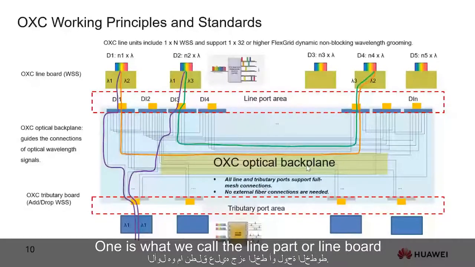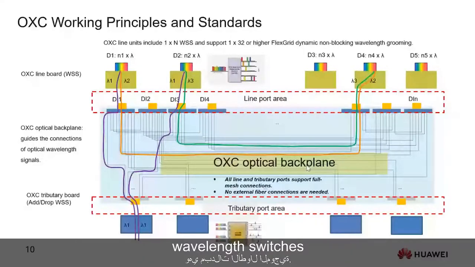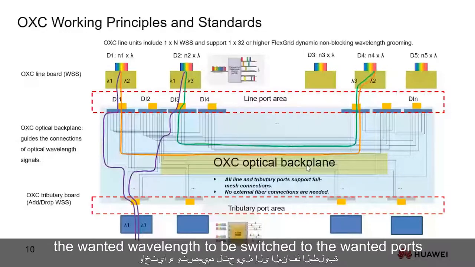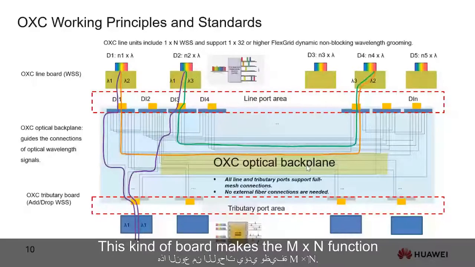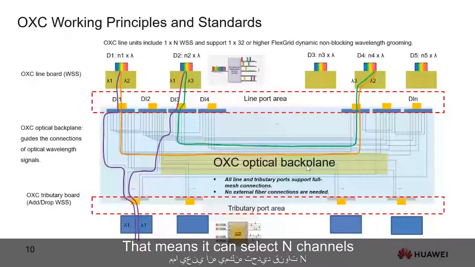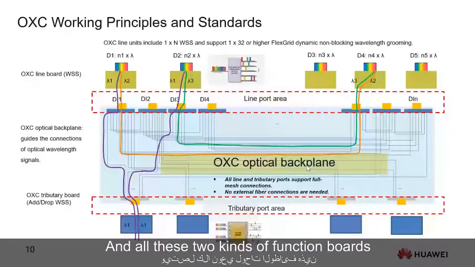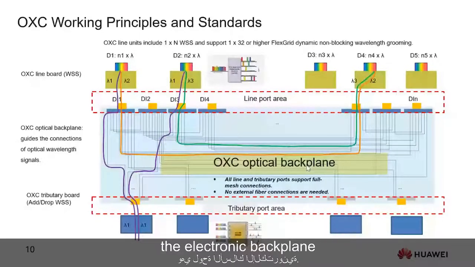So in principle, the OXC is made up of three parts. One is what we call the line part or line board. This line board's function is like a 1/N switch, but for wavelengths. So it can split and choose the wanted wavelengths to be switched to the wanted ports. Then there is the optical tributary board, which performs the M by N function. That means it can select N channels from M ports or M degrees to the add-drop module, and all these function boards are connected by the optical backplane, like an electronic backplane.